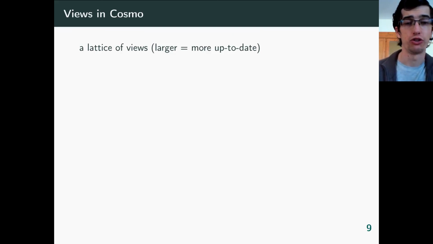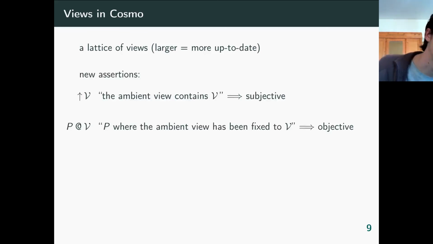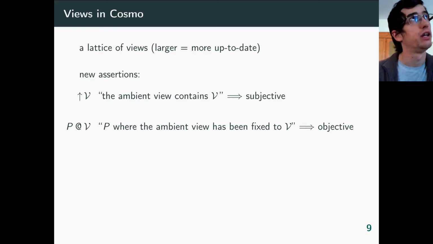We have an abstract notion of views. It comes equipped with an inclusion relation. The larger, the more up-to-date. And to manipulate views, we have new kinds of assertions in the logic. First, upper O V means that the ambient view contains V. So it's the archetypical subjective assertion. And second, P at V, where P is any assertion, means P with the ambient view fixed to V. P at V is objective, even if P is subjective.